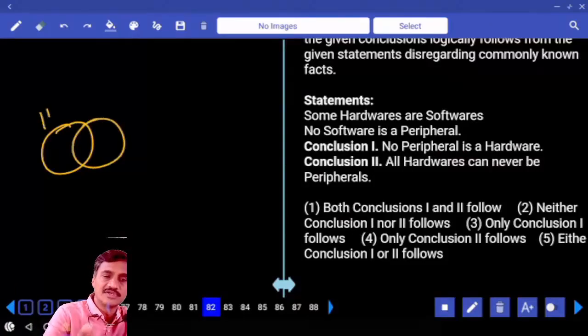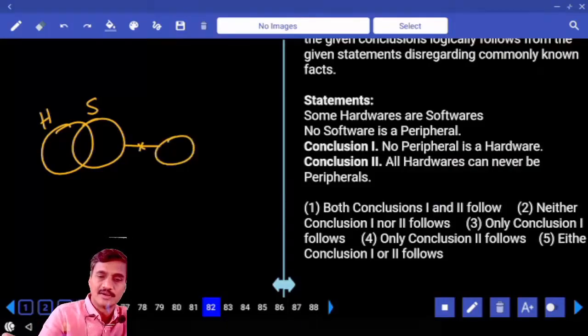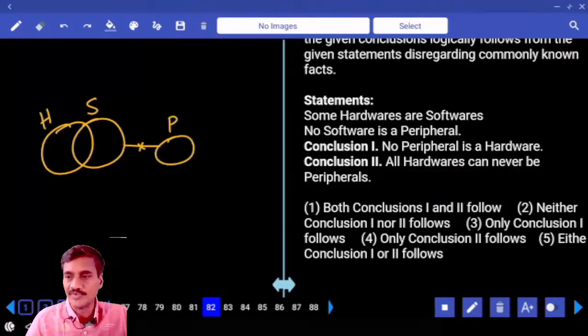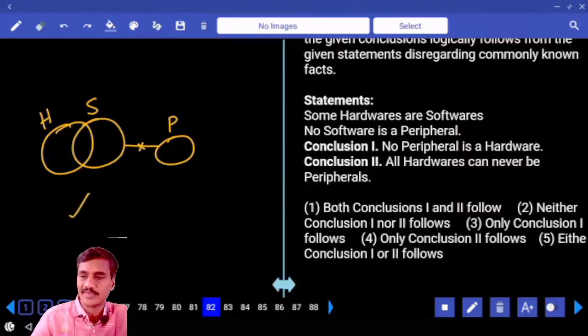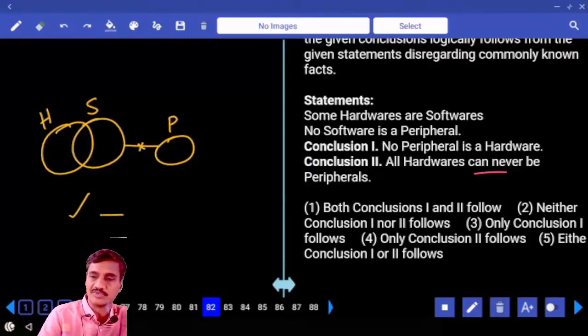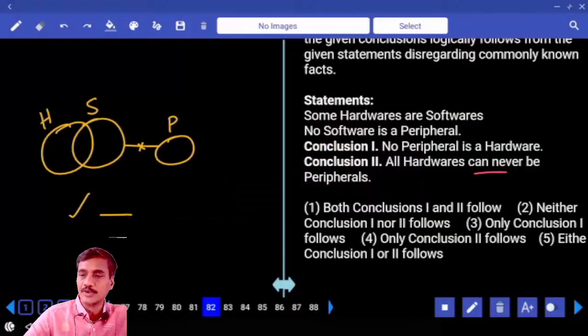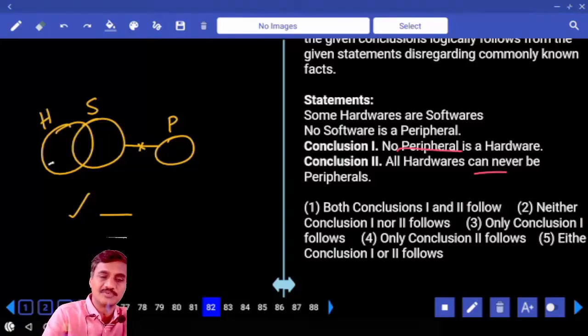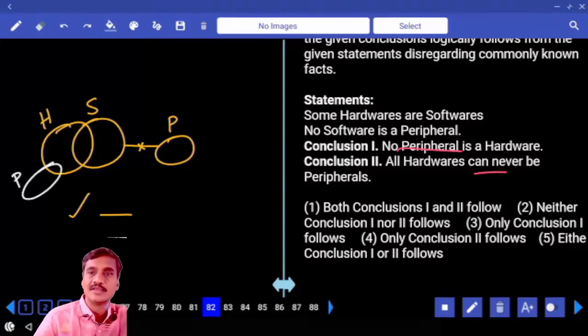Now these are the hardwares that are software, and no software is a peripheral. Now this is software and a peripheral. And no peripheral is a hardware, definitely true as of now. All hardwares can never be. Hardwares and peripherals call once, and it is possible. And the first one is a negative conclusion. Hence to make this one false, complementary pair. No peripheral is a hardware means some peripherals are a hardware. Yes, alternate diagram true, previous conclusion false.